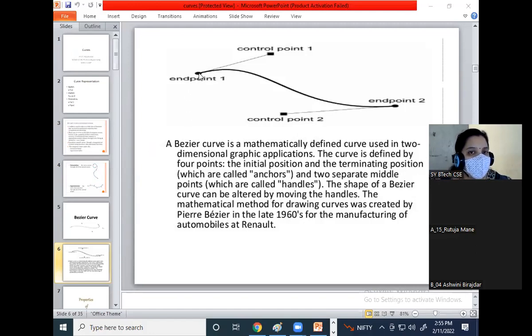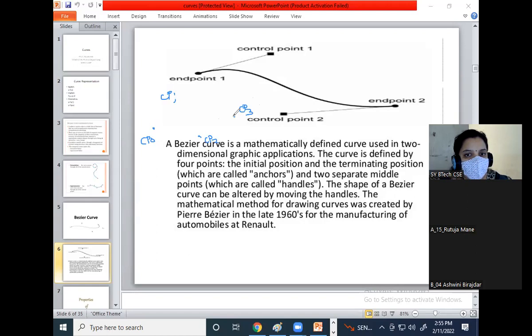The curve is only passing through the end points. Manje attache hai tumche points kase hai bagha. Ha tumcha first point hai, so I will call it control point 0. This is your second, control point 1. Then this is your third, control point 2. And this is your fourth point, which is control point 3. So control point 0, 1, 2, and 3.